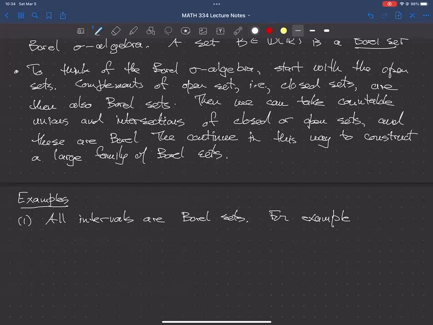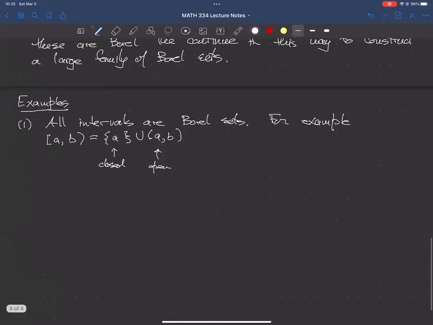Okay, so for example, A, B. Okay, so that is equal to A union A, B. Okay, and this is closed. This is open. Okay, and so each of these, the point is a Borel set, and so their union must also be a Borel set. Okay, so all intervals are Borel sets.